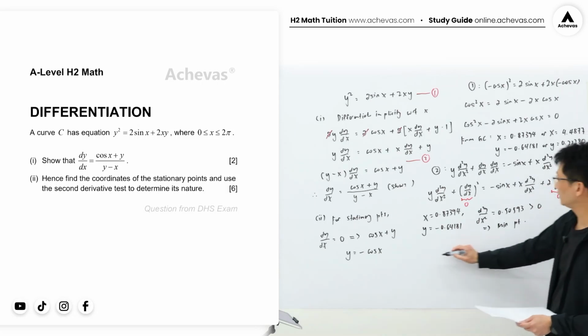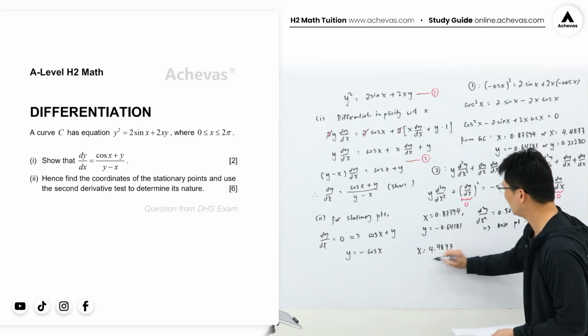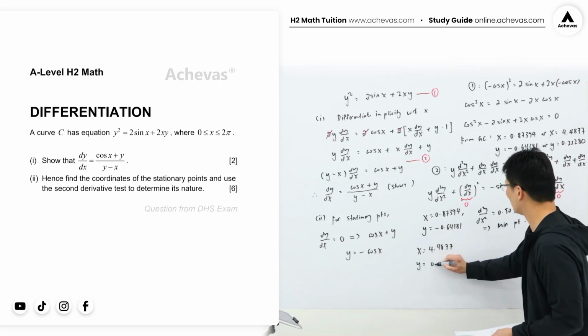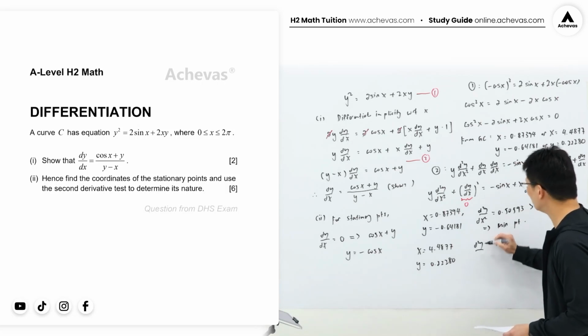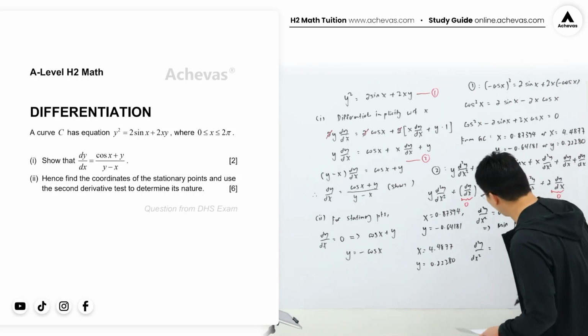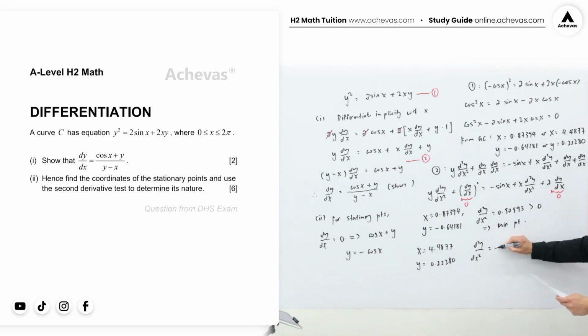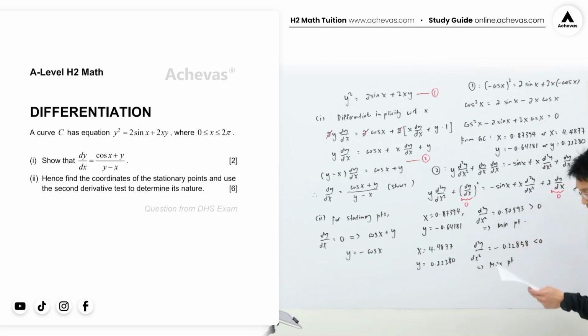For the other coordinates, x is equal to 4.4877 and y equal to 0.22280. Subbing into this expression here, and using our calculator to find this value, it will give me minus 0.22858, which is lesser than 0. So this will imply that for this particular point, it will be a maximum point.